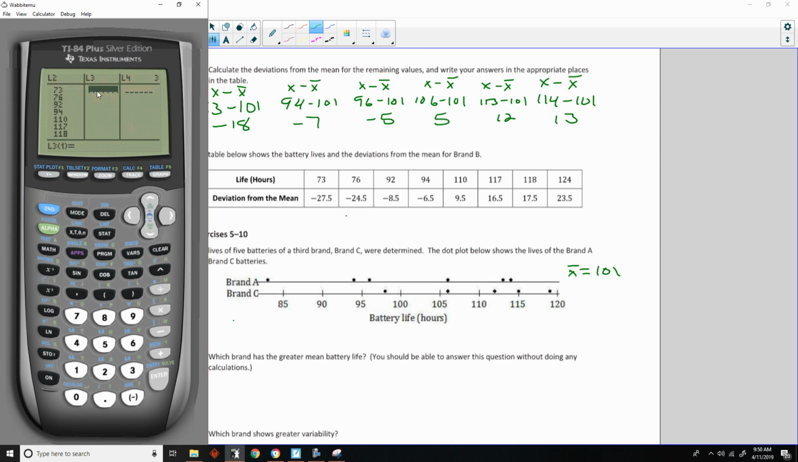So L3 will now be my brand C battery, and this looks like 98. Enter. This is 106. Enter. And this is 112. This dot is 115. And the last dot is 119. So I've entered those 5 batteries. Now I'm going to go to my home screen and I'm going to hit stat, arrow over to calculate, one variable statistics, and now I want to take it from L3. So I arrow down and hit calculate, and the average or the mean was 110.